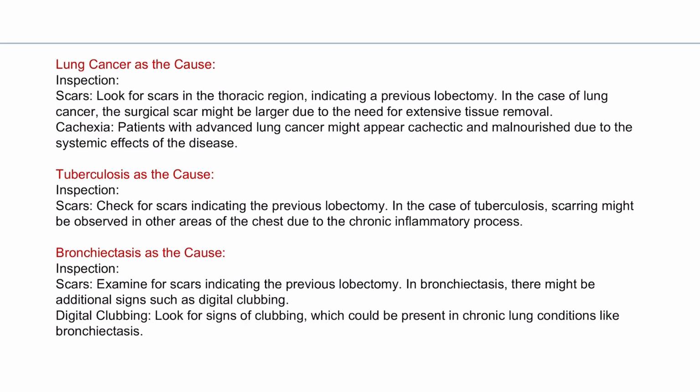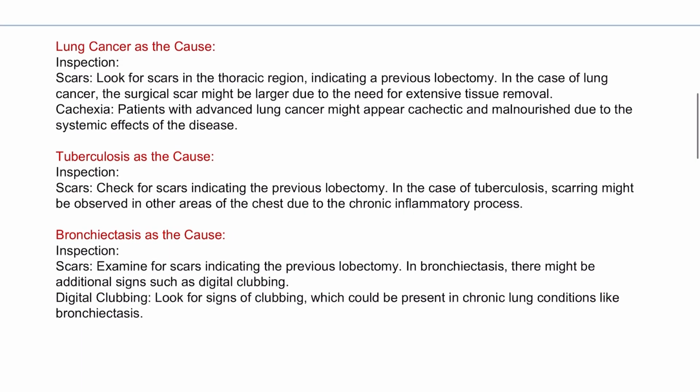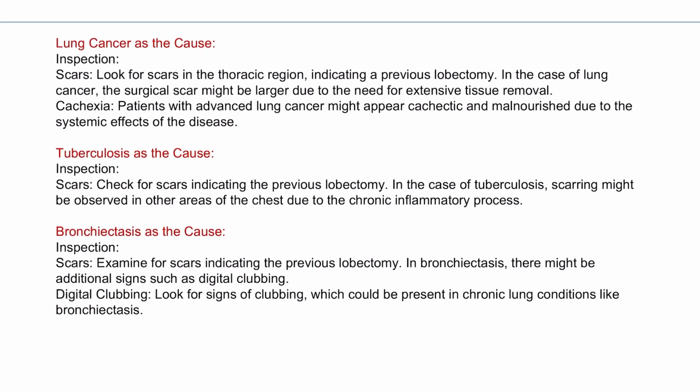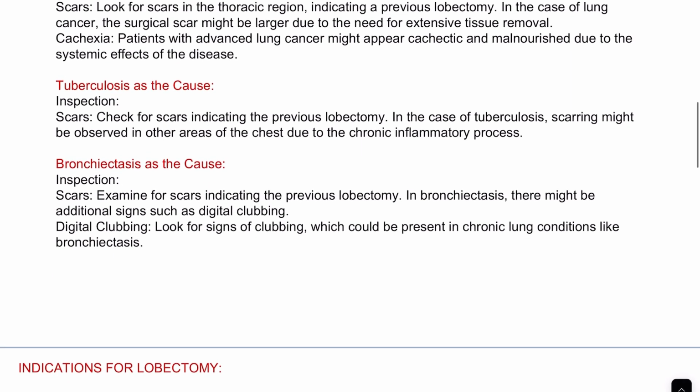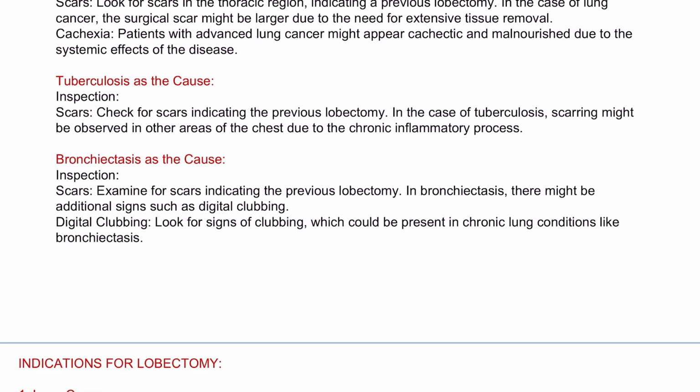Another important thing is to look for any cachexia. A patient with advanced lung cancer might appear cachectic and malnourished due to the systemic effects of the disease. Tuberculosis: check for scars indicating the previous lobectomy. In tuberculosis, scarring might be observed in other areas of the chest due to the chronic inflammatory process. Bronchiectasis: examine for scars indicating the previous lobectomy. In bronchiectasis, there might be additional signs such as digital clubbing.